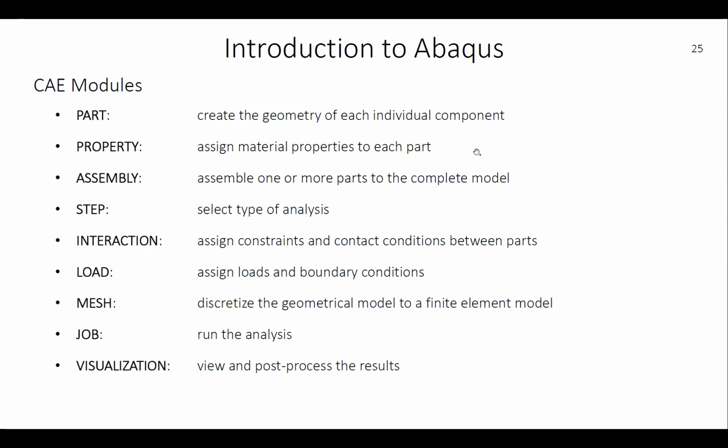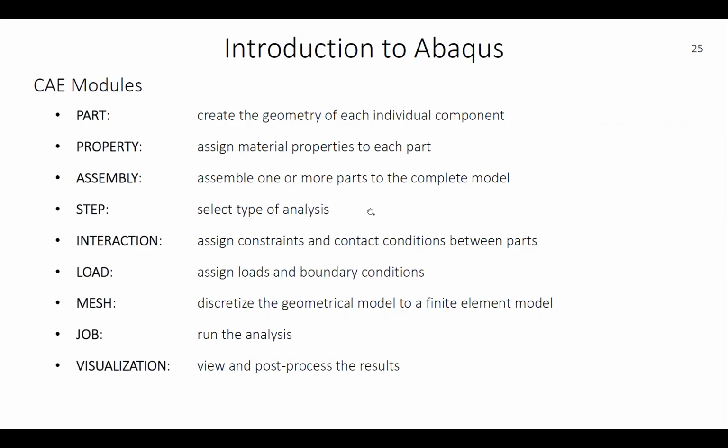Each part will, in the property module, be assigned different material properties. I will show that in detail later. Then in the assembly module, you just assemble the different components in their correct geometrical space. So still they're not connected to each other. They're just assembled in their correct global geometric position. In the step module, you will select the type of analysis. In this course, we will use static analysis.